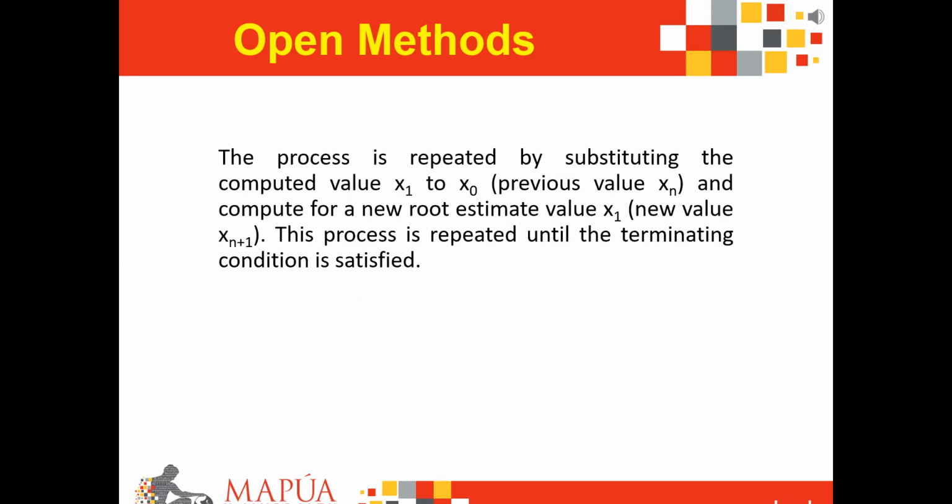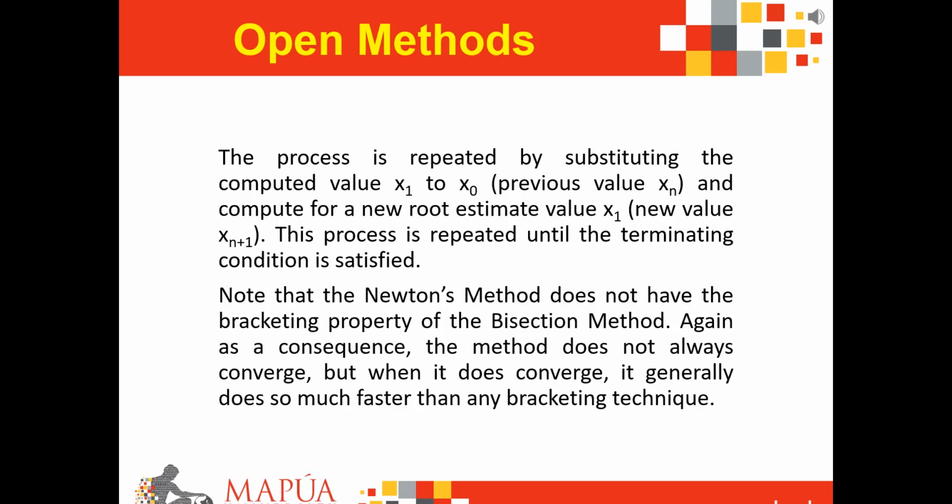The process is then repeated by substituting the computed value of x1 to your x0, or to your previous value xn, and then computing a new root estimate x1 or xn plus 1. This process is repeated until the terminating condition is satisfied, which is usually based on either an approximate error criterion, which is absolute error, or a relative error precision type criterion.